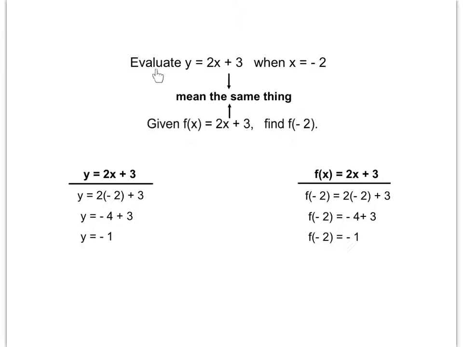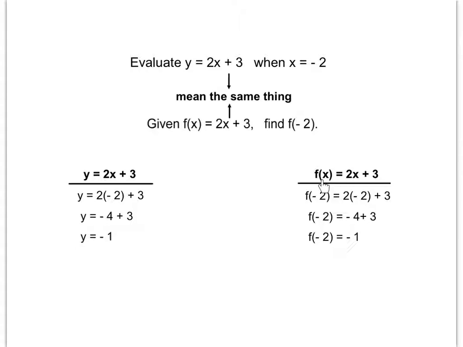So if I say to you, evaluate y equals 2x plus 3 when x equals -2, what would you do? You would take x and replace it with -2. You would replace x with -2 and get y equals -4 plus 3, which is -1.